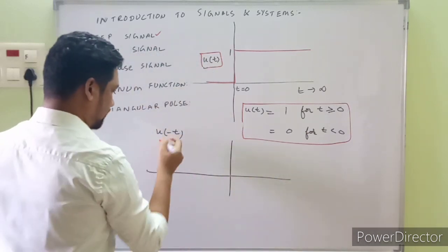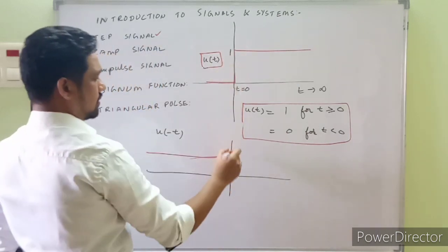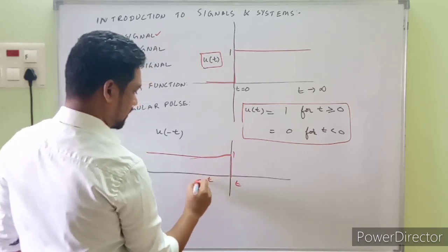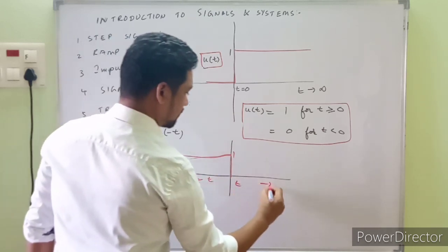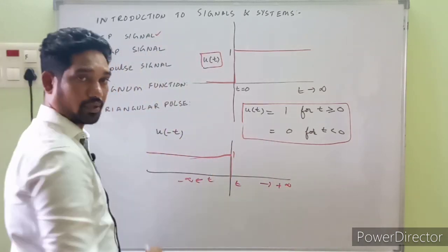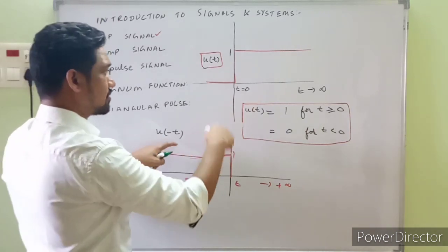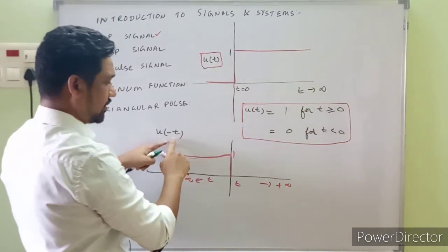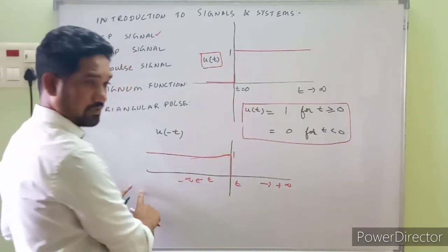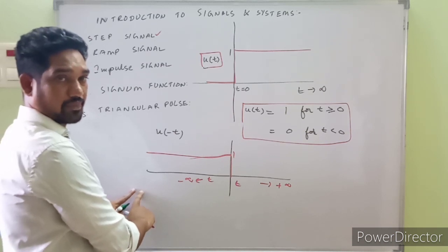U of minus t will be this. Just flip it. It's 1 again, and u of minus t runs from t tending to minus infinity. It starts from this point. The limits of integration also change according to u of t and u of minus t: for u of t it's 0 to infinity, and for u of minus t it's 0 to minus infinity. Remember, it's very important. Don't miss these basic points.